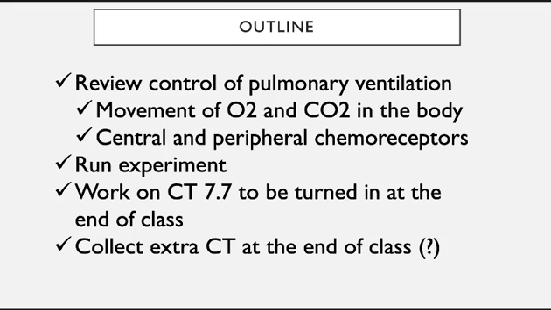So then we'll work on CT 7.7. That's the saturation versus content piece. That's one of the main reasons why I want to go through this movement of oxygen and CO2 in the body really quickly again. And then at the end of class, we'll collect that CT, and then we'll also collect the extra CT as well. Okay? All right.